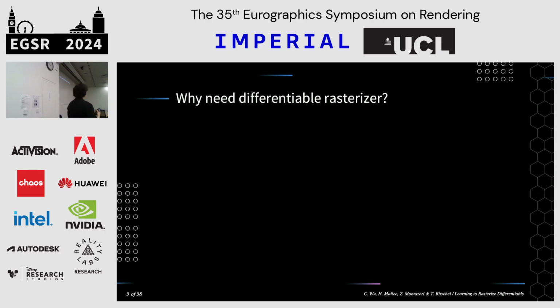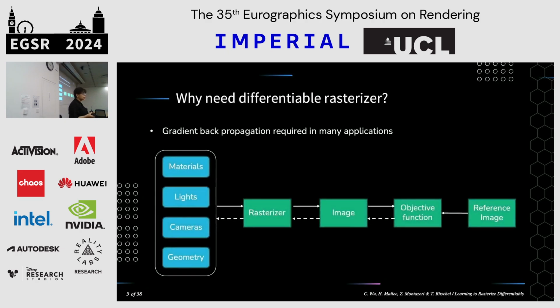So the question is, why do we even need differentiable rasterizers? In many applications like shape reconstruction and pose estimation, we need to build an end-to-end optimization model. So usually we have some parameters and we pass them to the rasterizer to get our final image. And if you have a reference image and compare it with the rendered image, we can get a loss and backpropagate it to update the original parameters. So the process of backpropagation is necessary. That's why the rasterizer has to be differentiable, which currently is not.